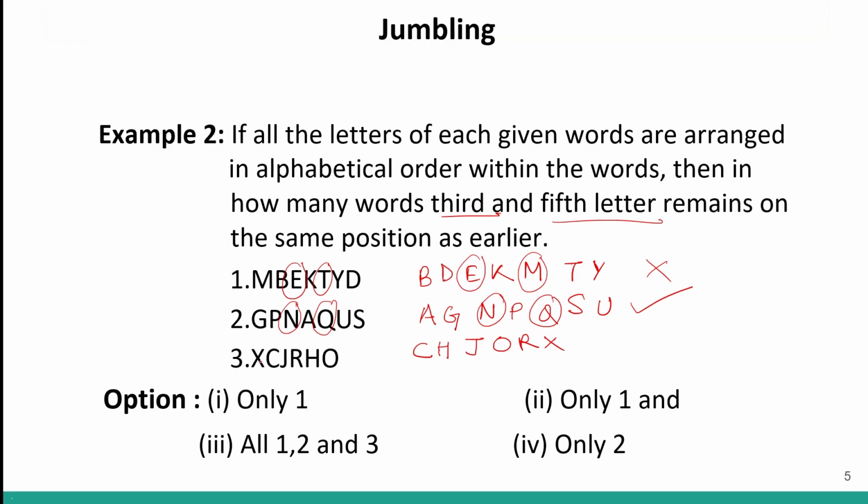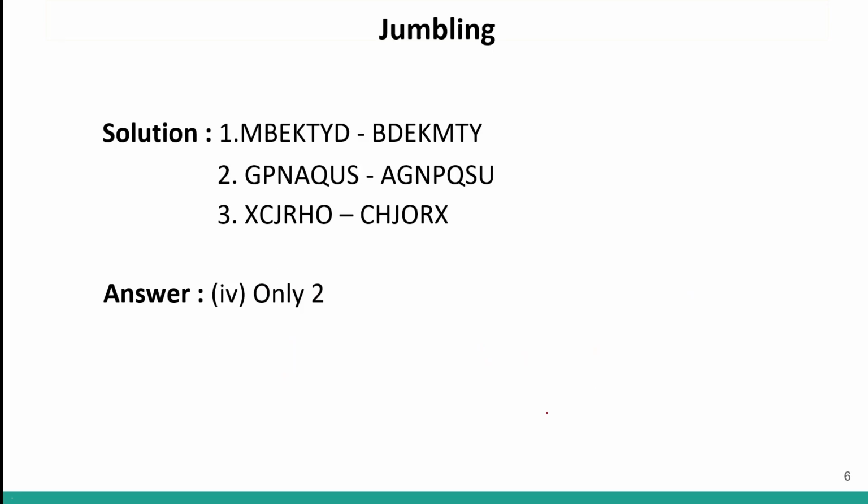Now, let us move forward. Third is J and then H. Over here, we have J and R. So, not in this one. So, only in 2, it remains in the same position. So, only 2 is in option number 4. So, our correct answer will be option number 4, only 2.